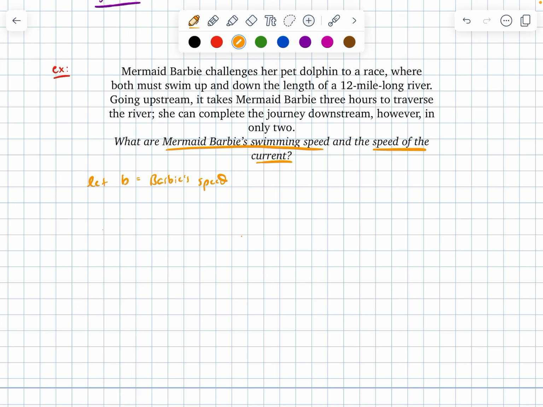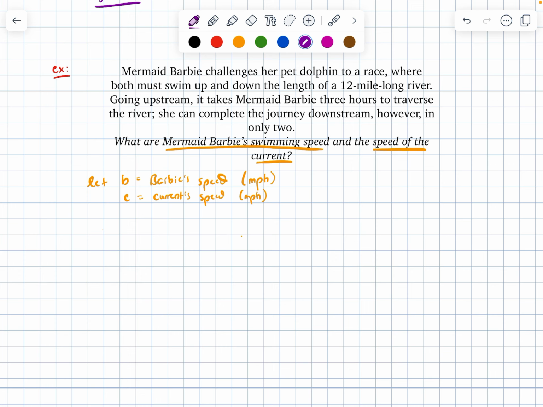Of course, here, we're traveling miles in our river, and we're doing it in some number of hours. So our unit is going to be miles per hour. Same logic here. I'm going to pick c to represent the speed of our current in miles per hour. From here, I need to build my system.